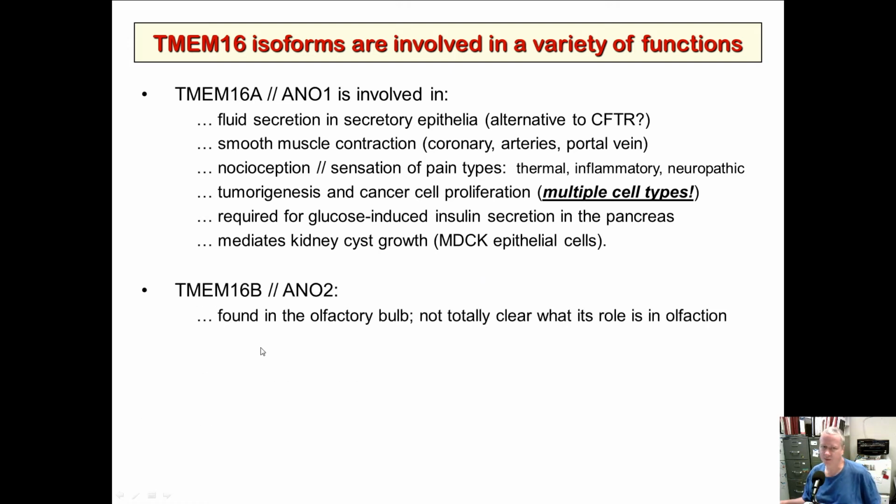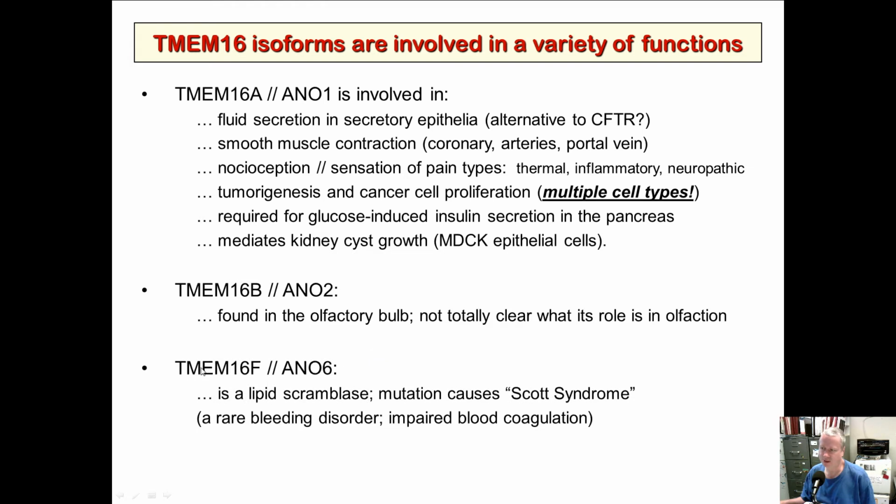There's another isoform in this family called TMEM16B. It's found in the olfactory bulb. It's not exactly clear what its role is in olfaction. And I believe that in genetic knockouts of TMEM16B, like in mice, they still have olfaction. So it's involved, but its actual function is not 100% understood.